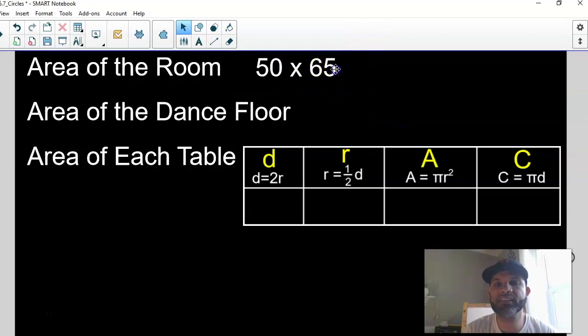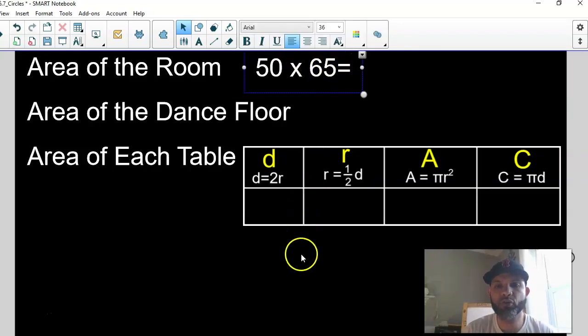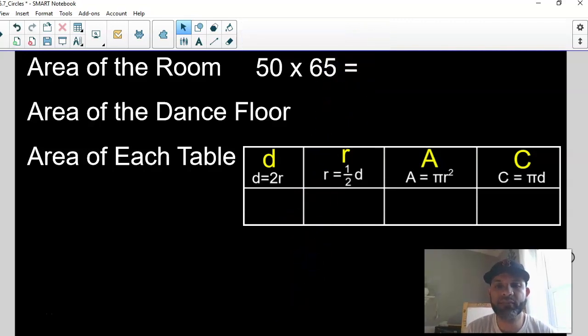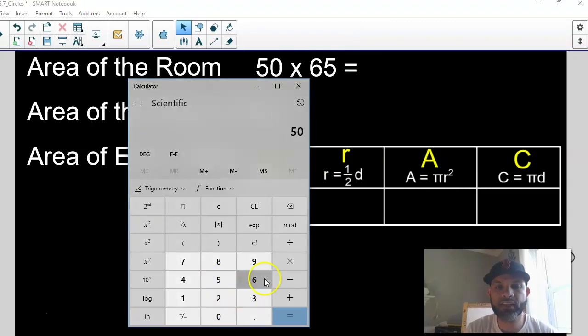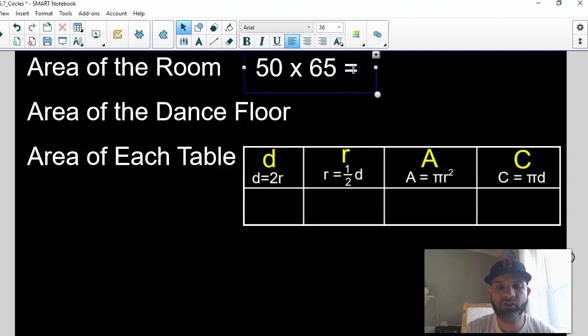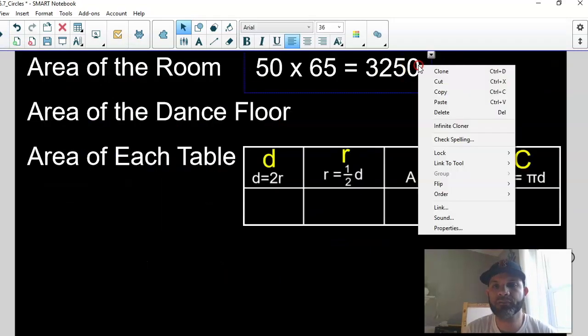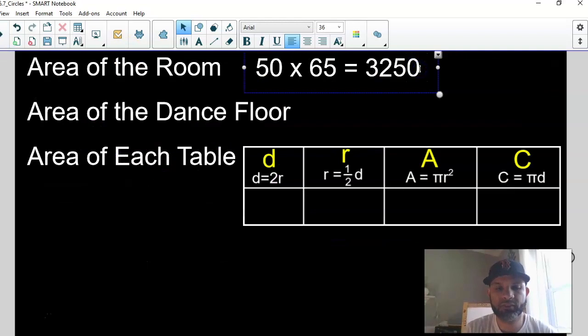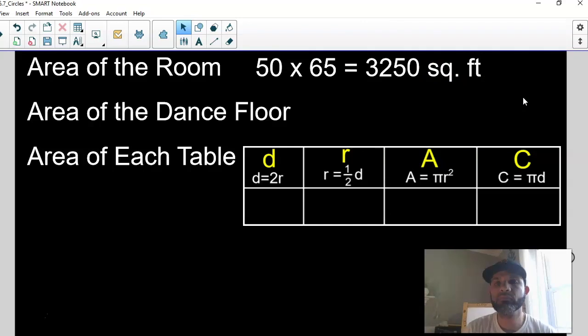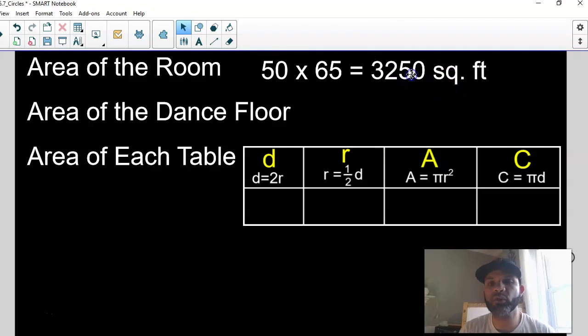So a 50 by 65 foot room has a length and a width, base and a height, however you want to look at it. 50 times 65 tells us that the entire room has a space of 3,250. And I forgot the units here, feet. So we're talking about square feet. All right, here's what I'm going to do for this. I'm going to say SQFT, square feet.